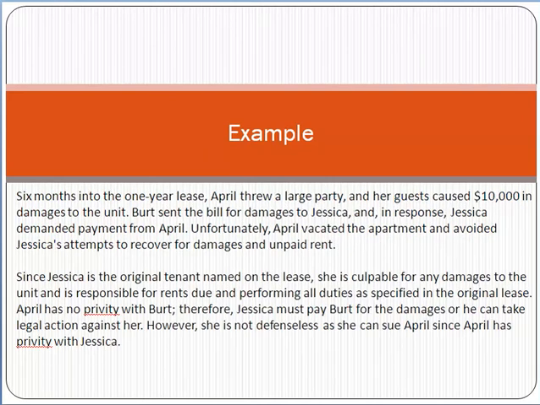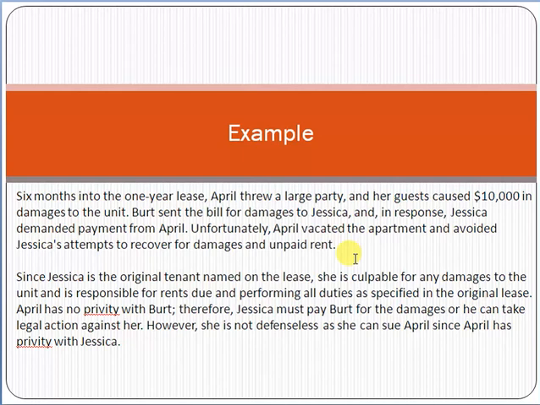Now just take the example, after 6 months into the 1 year lease, April, the person C basically, threw a large party and her guest caused $10,000 in damage to the unit. Bird, person A, sent the bill for damages to Jessica, person B, and in response Jessica demanded payment from April. Unfortunately, April vacated the apartment and avoided Jessica's attempts to recover for damage and unpaid rent. See what happened. Bird is the owner of the flat. Jessica has a contract with Bird, and April threw a party in the flat and her guest damaged the flat of around $10,000. Now the owner of the flat sent a damage bill of $10,000 to Jessica.